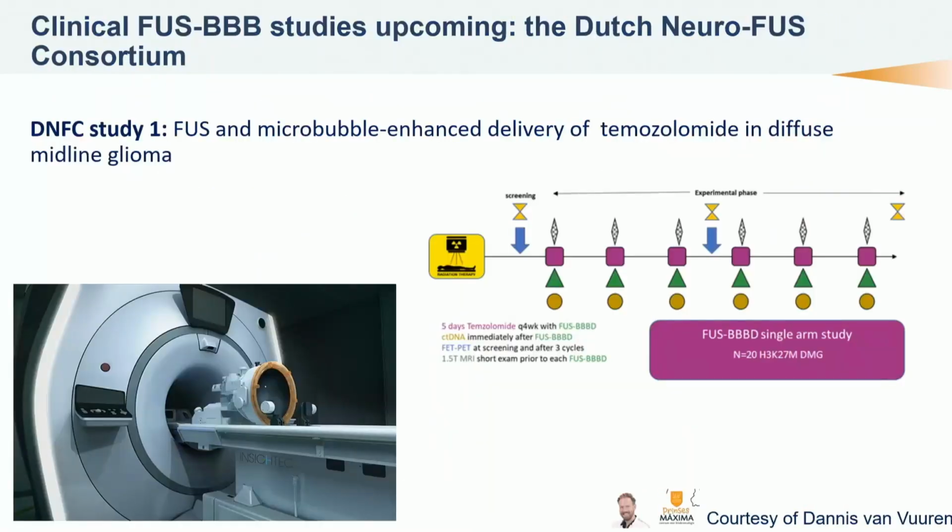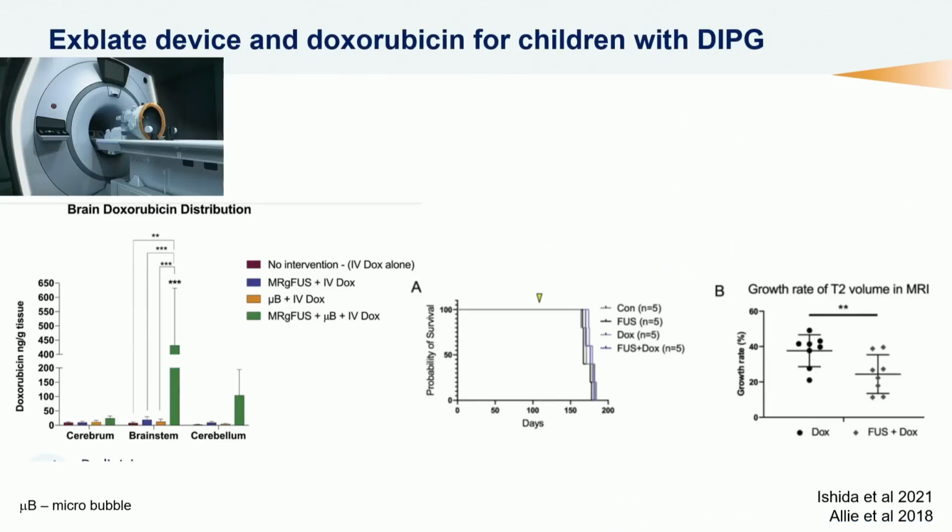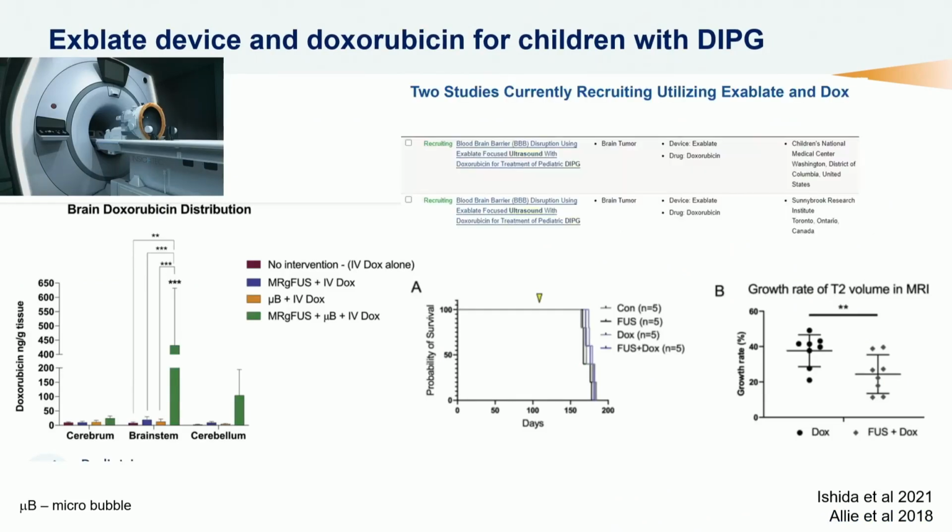There are other studies underway. This is from Dennis van Buren from the Princess Máxima Center, where he's also using the InsightTec device in combination with temozolomide, and we are excited to learn about the results of the studies. And then there are a few other trials that are now opening in the US, looking at etoposide as well as doxorubicin at Children's National and at Columbia University.